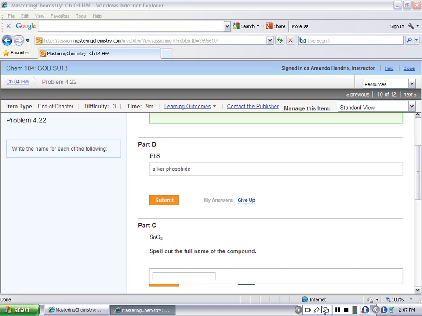Okay, and so we're trying to name, so what we do know is that we have tin, we're going to have to use a Roman numeral, and then we have oxygen. So if we drop the ending, we have oxide. Okay, and so we've got to come up with what our Roman numeral here is going to be. So what's the oxidation state or the ionic charge of tin?